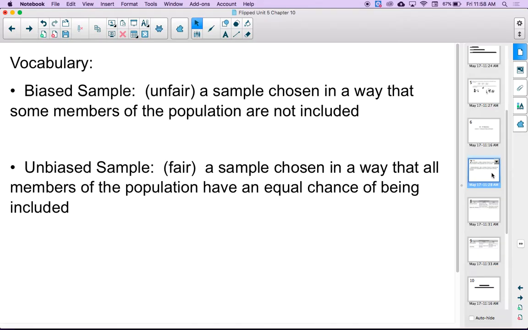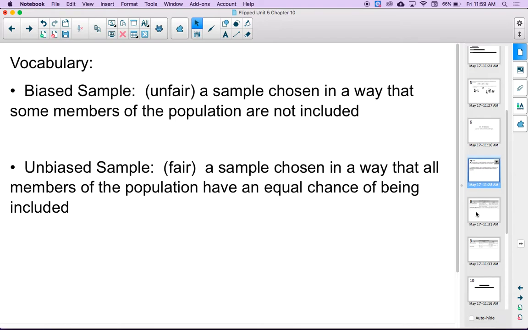So here are our definitions. A biased sample is unfair. It's a sample chosen in a way that some members of the population are not going to be included. Now we know we can't survey everybody, but the biased sampling strategy actually eliminates people before they even have a chance to be included. An unbiased sample is fair. This is a sample chosen in a way that all members of the population have an equal chance of being included. So this is what we're looking for, something unbiased, something fair, to get a good sample of our population.